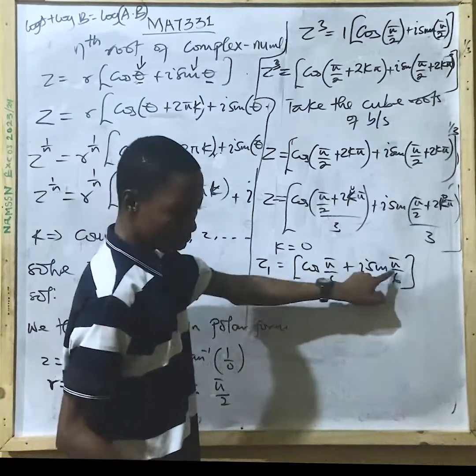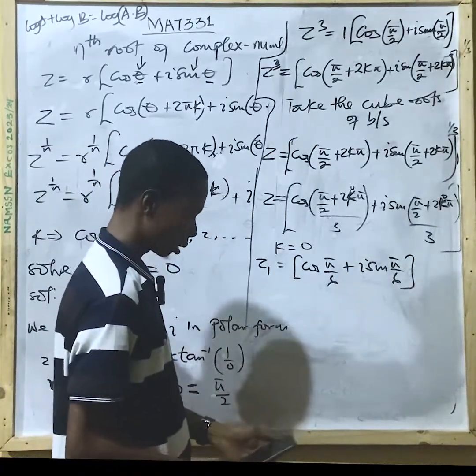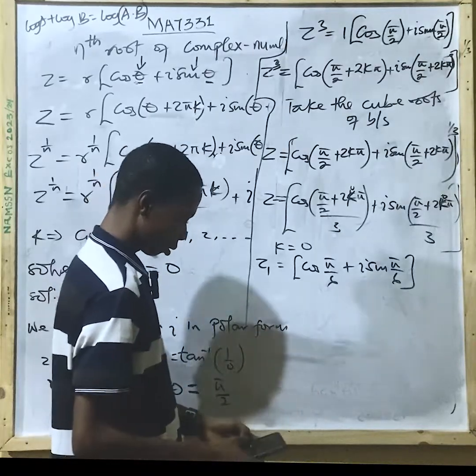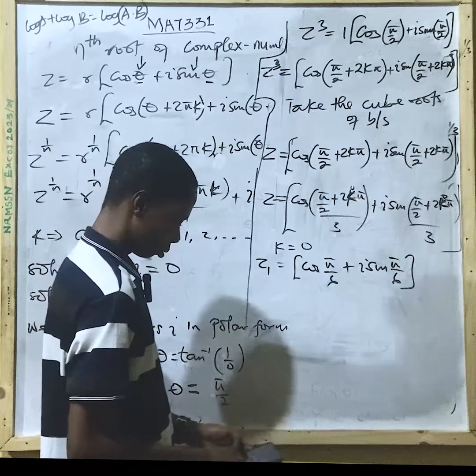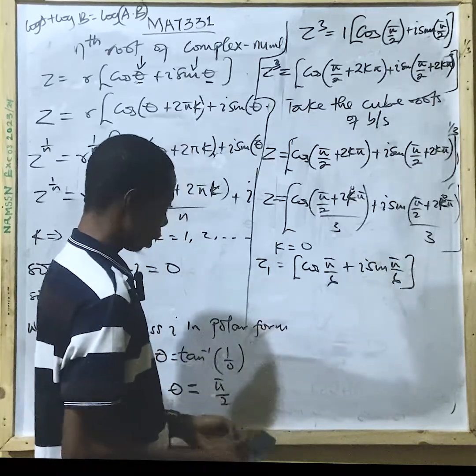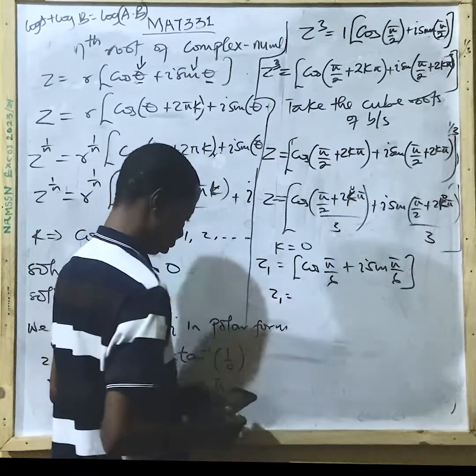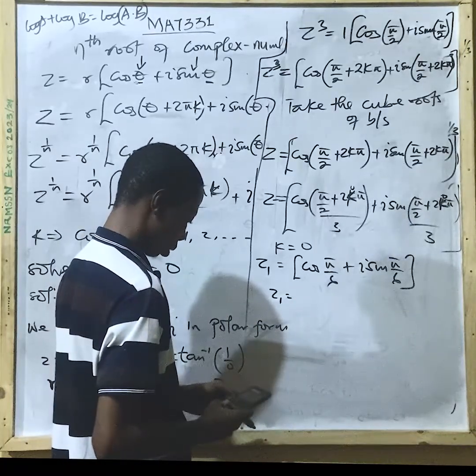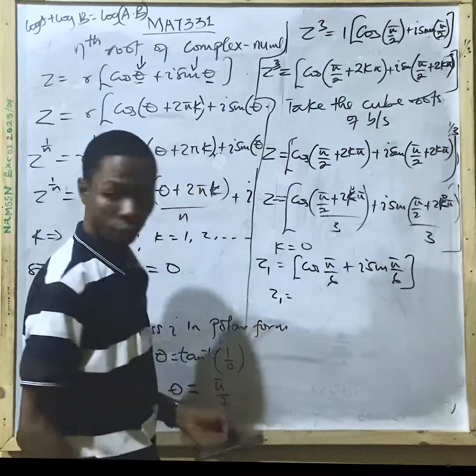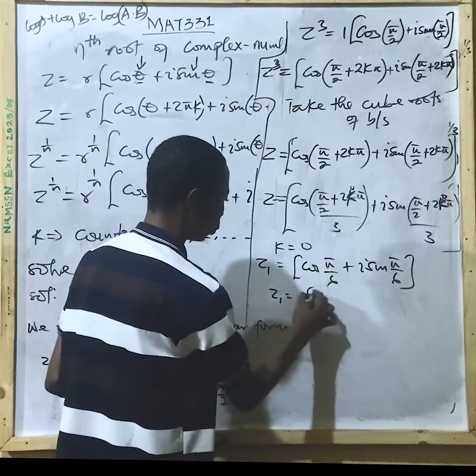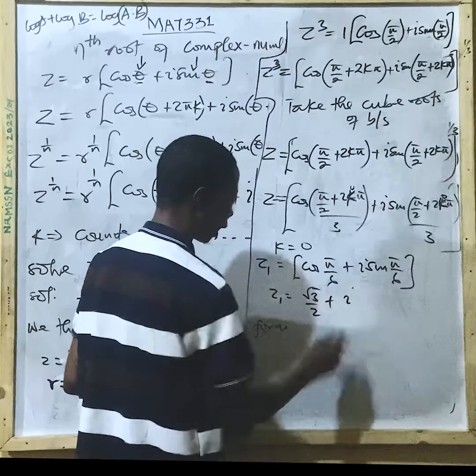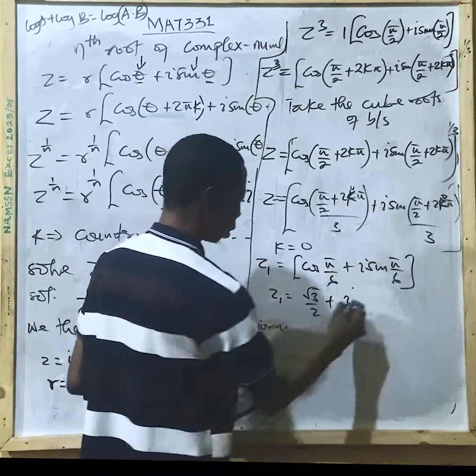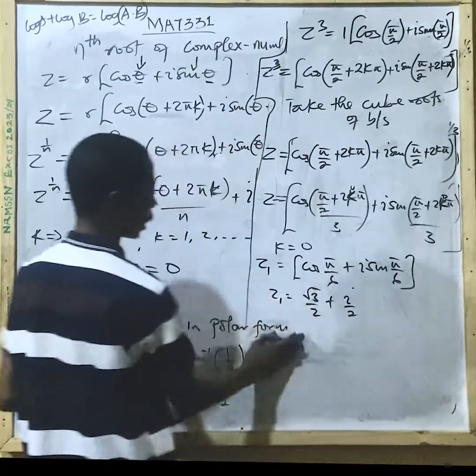So cos pi over 6 plus i sin pi over 6, if I use my calculator, remember to change your calculator to radian. So cos pi over 6 is root 3 over 2, plus i sin pi over 6, which is 1 over 2. So root 3 over 2 plus i over 2, this is z1.